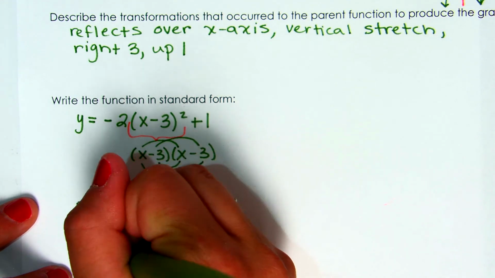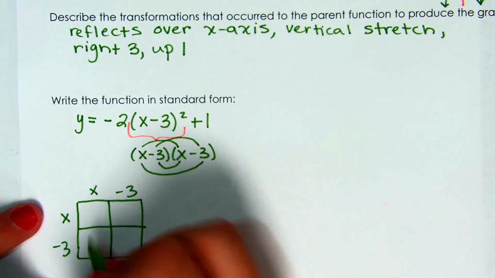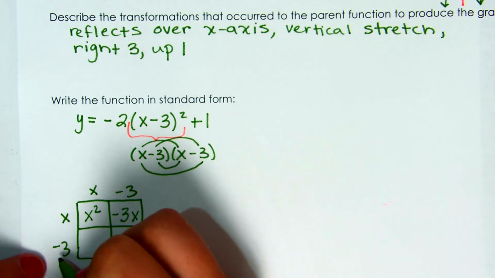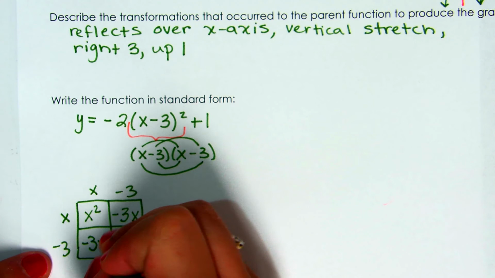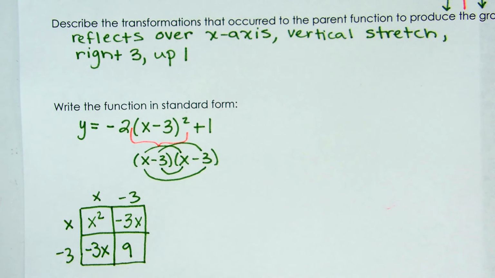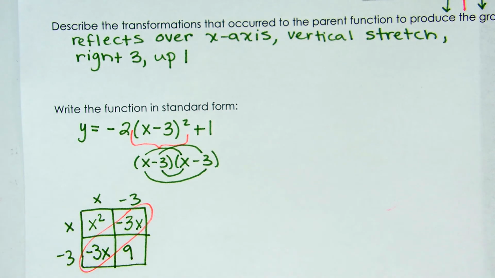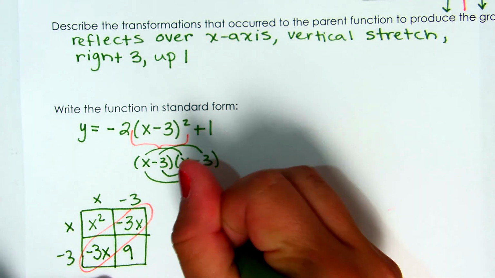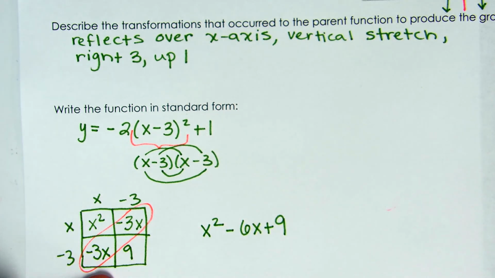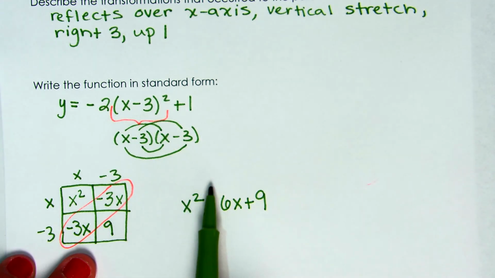I make a 2 by 2 box. I have x minus 3 and x minus 3. X times x is x squared. X times minus 3 is minus 3x. Negative 3 times x is negative 3x. And negative 3 times negative 3 is a positive 9. I have to combine like terms diagonally. And I find out that that part of my equation is x squared minus 6x plus 9. All right, that's this little orange bit. X minus 3 squared is this.